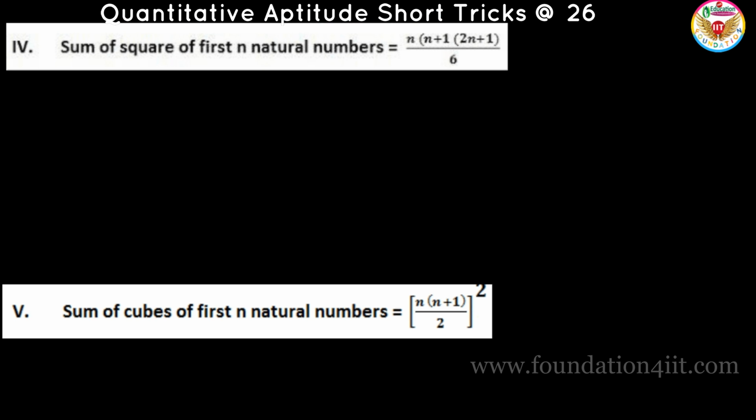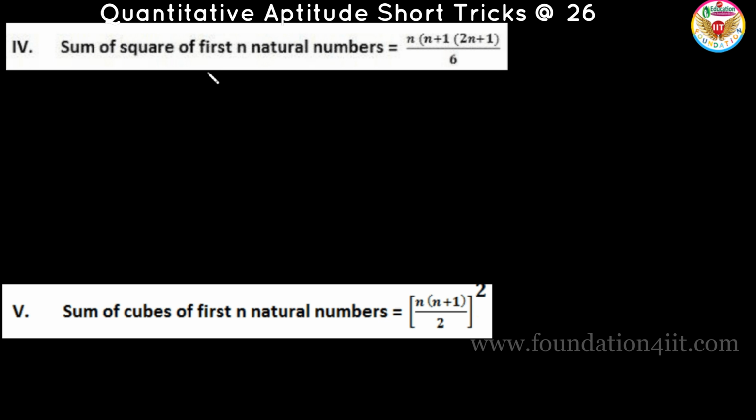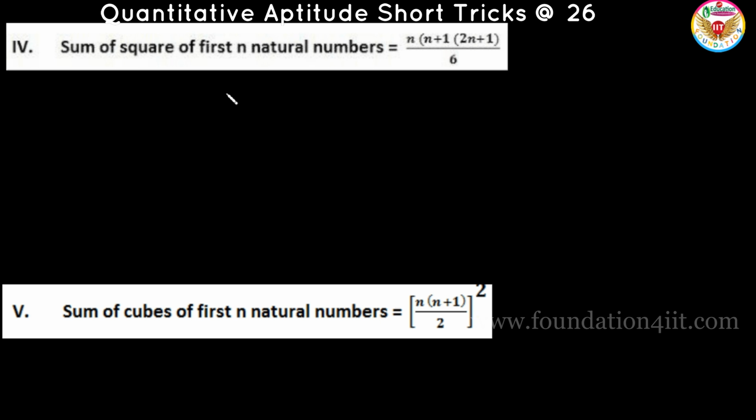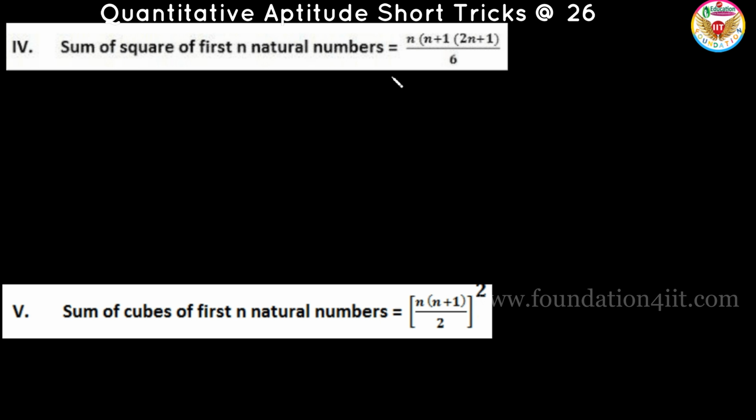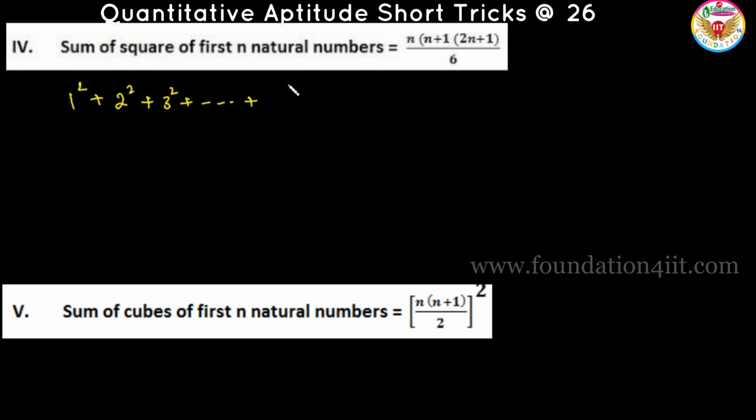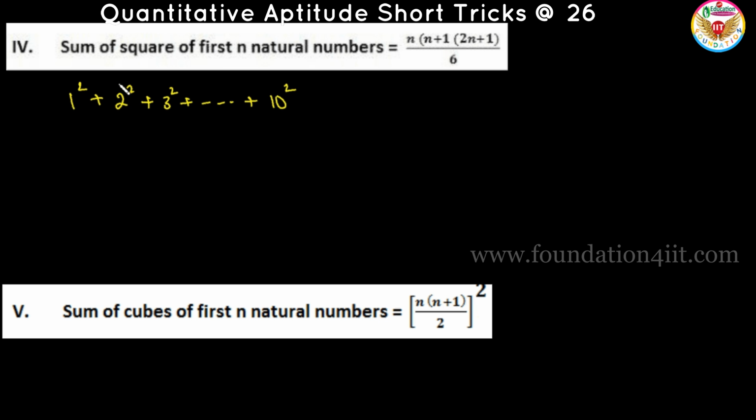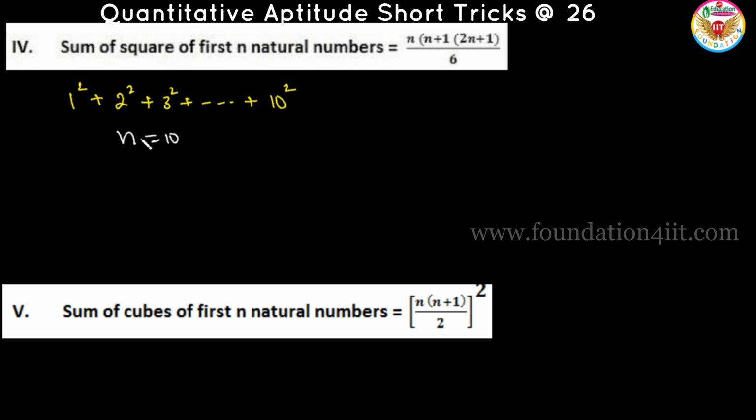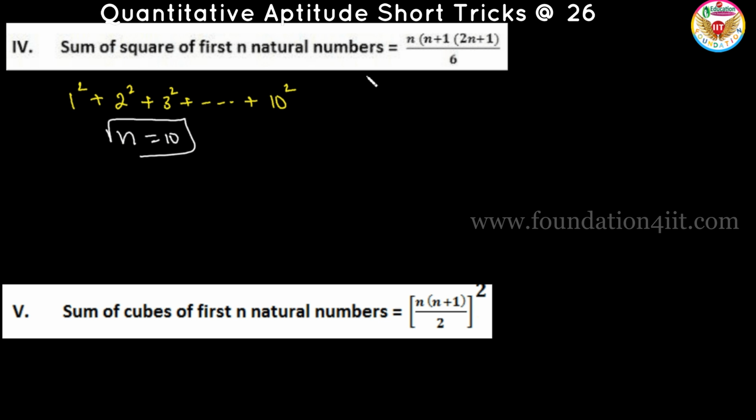Next we have the squares and cubes. You remember these both also. Sum of the squares of the first n natural numbers and sum of the cubes of the first n natural numbers. Sum of the squares of the first n natural numbers is n into n plus 1 into 2n plus 1 divided by 6. For example, 1 square plus 2 square plus 3 square and so on plus 10 square. If you want to do the addition of this, here n is equal to 10 itself. N is the number of terms.